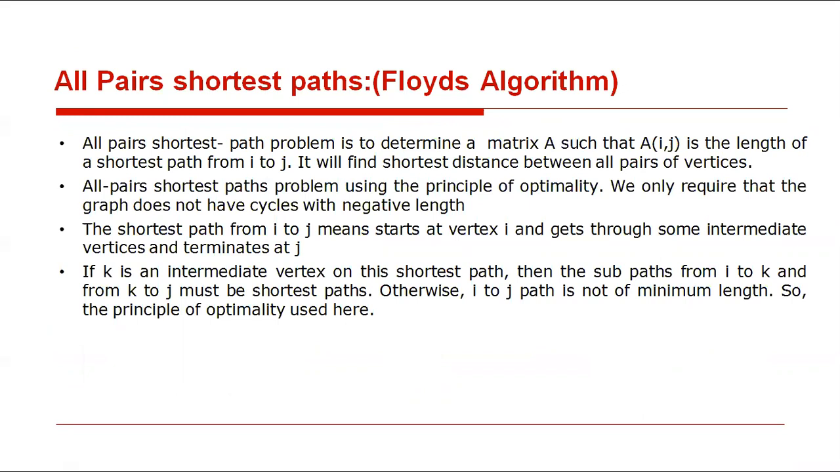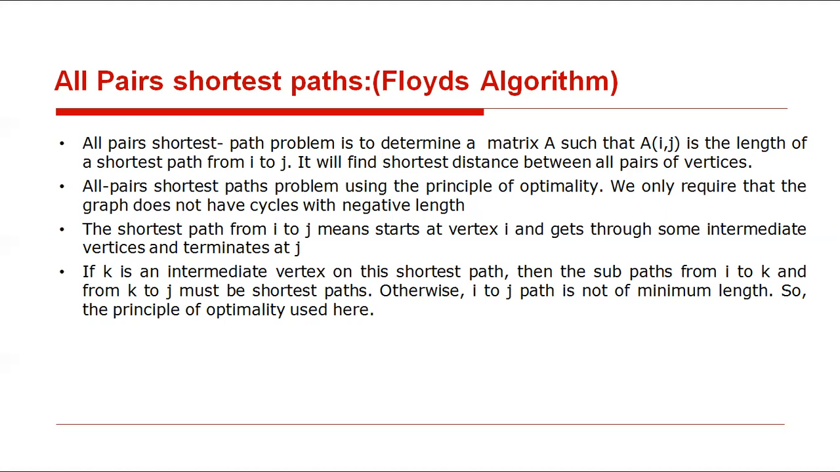The all pairs shortest path problem is to determine a matrix A such that A of ij is the length of a shortest path from i to j. It will find the shortest distance between all pairs of vertices. The all pairs shortest paths problem uses the principle of optimality. We only require that the graph does not have cycles with a negative length.